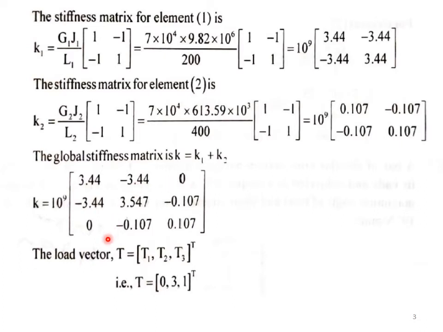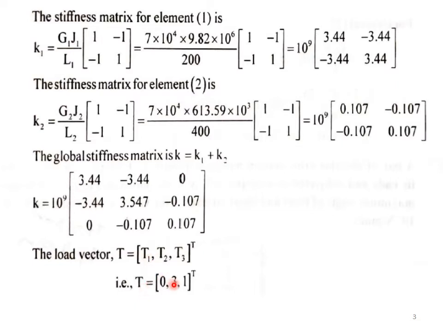Next, we will be finding the load vector. T is equal to T1, T2, T3, that is the torque at node number 1, 2 and 3 respectively. Here T means transpose. We have written it in horizontal form instead of writing in vertical form, so it is written as transpose here.